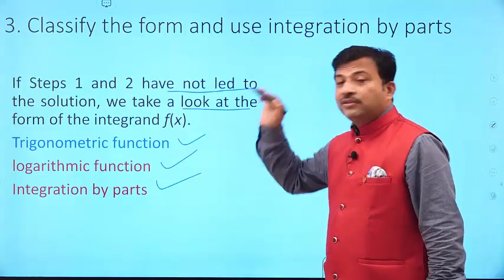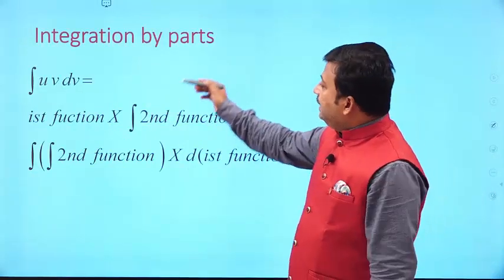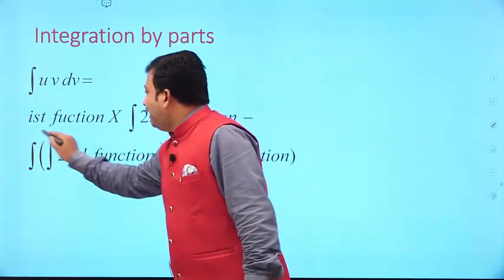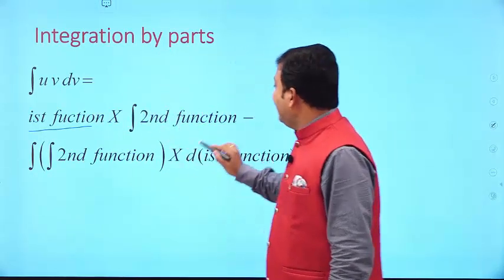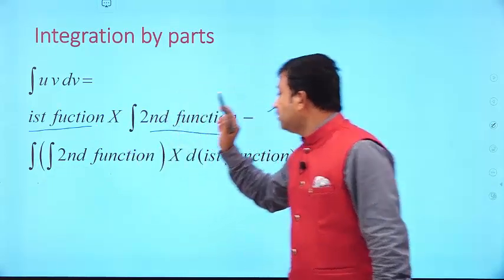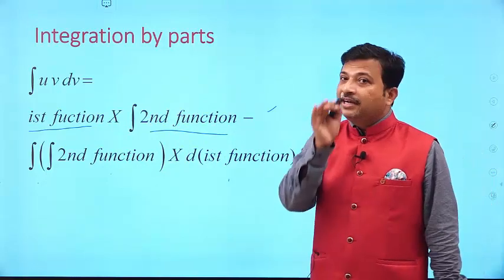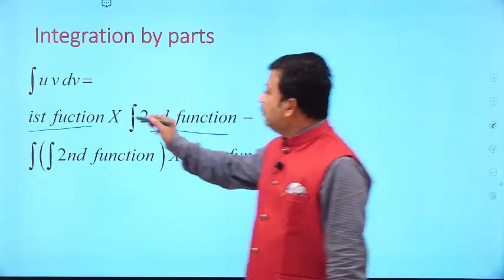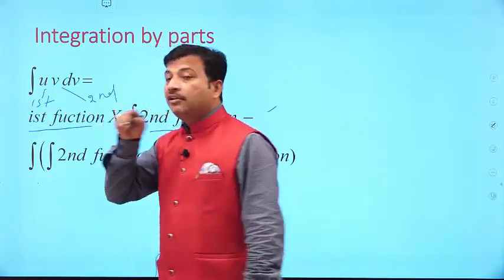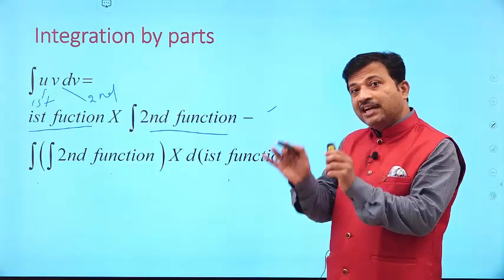So now think about the integration by parts. How will you do it? See, I have written it like this: integration of u into dv. There are two different functions. So first function into integral of second function minus integration of integral of second function into derivative of first function. I have written very clearly by giving the function itself, but you will learn in terms of u and v. Right? So you can consider this is the first function and this is the second function, but sometimes it is not possible. So you need to choose the first function and second function properly.